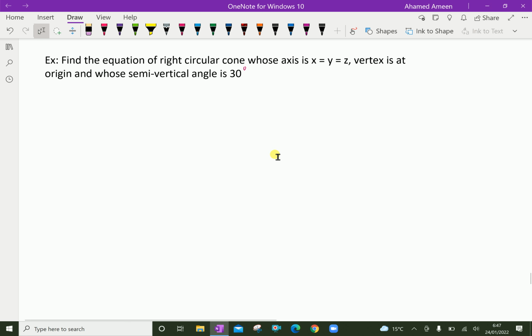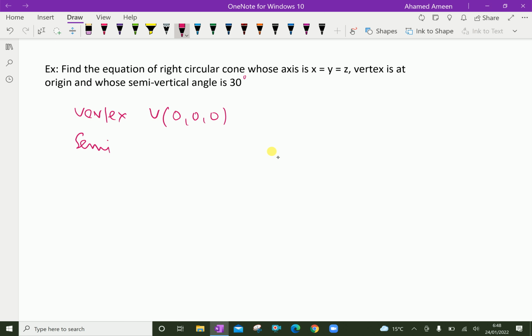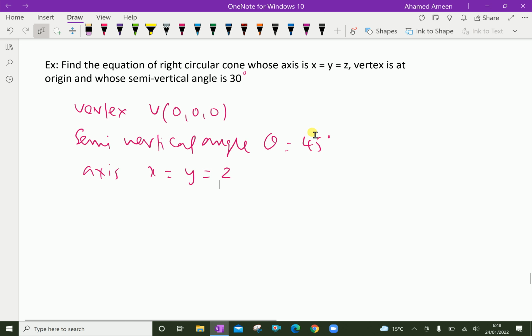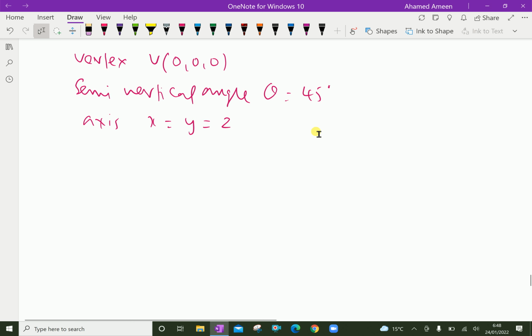Here the vertex V is origin 0, 0, 0. Semi-vertical angle theta equals 30 degrees and axis x equal to y equal to z. Here, let P of x comma y comma z be any point on the cone.